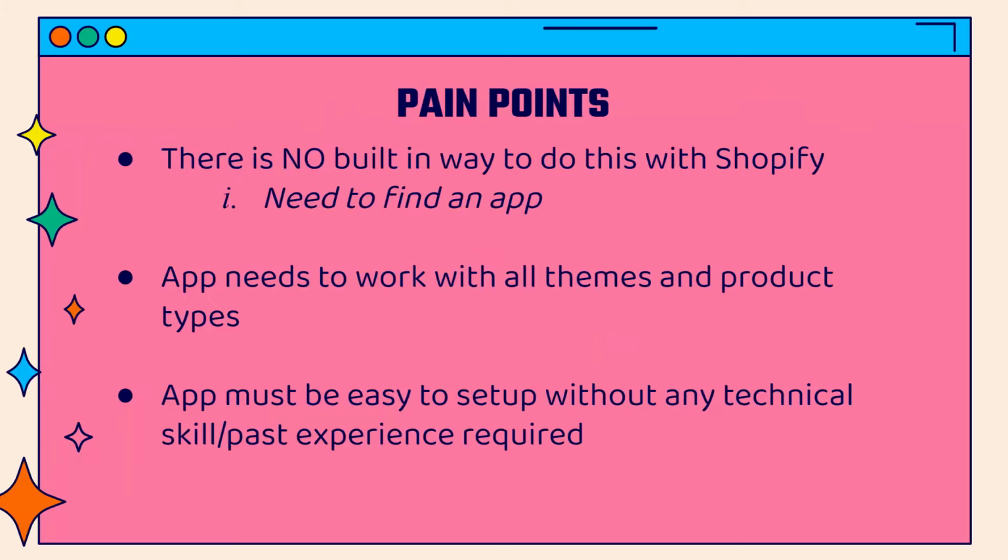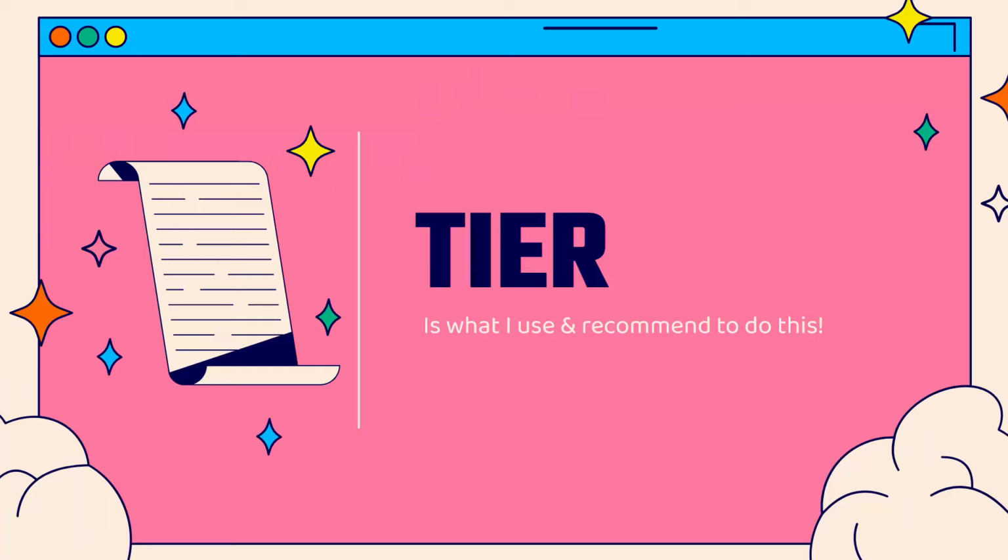But the crazy thing is there's no built-in way to do this on Shopify. You need to use an app, and the app of course needs to work with all different themes, all different product types, so all the bundles can be created without any type of issue. And we need to be able to set up the app without any type of technical skill or past experience. And the app that I'm going to show you here is called Tier. And this is what I use to create these really custom bundles. This is what I highly recommend.